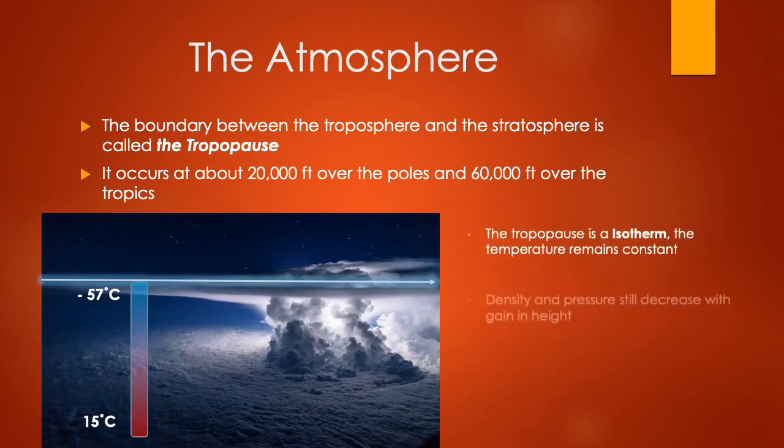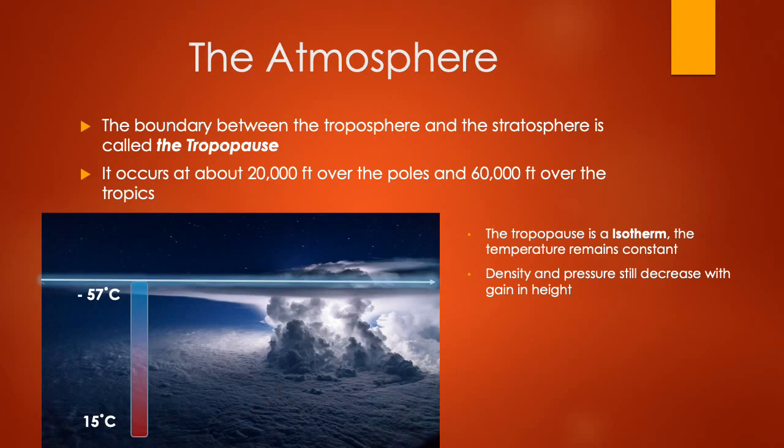So we looked at the 4 different layers, and the one that all the weather happens in generally is the troposphere, and then above that we've got the stratosphere. Now, the boundary between the two layers is known as the tropopause, and it occurs at different altitudes depending on the latitude, so how close or far away we are from the equator or the poles. So around the poles, this tropopause is at around 20,000 feet, whereas at the equator, it can be all the way up to 60,000 feet.